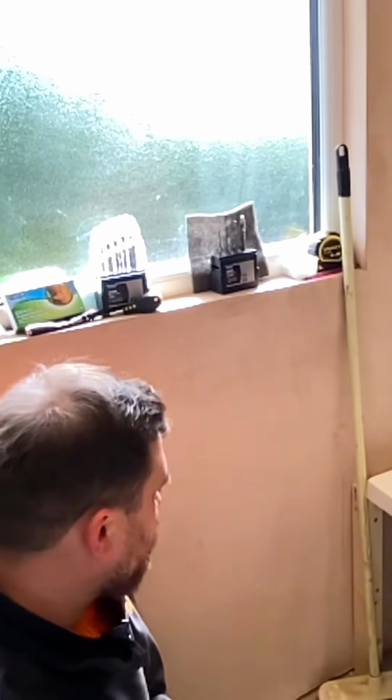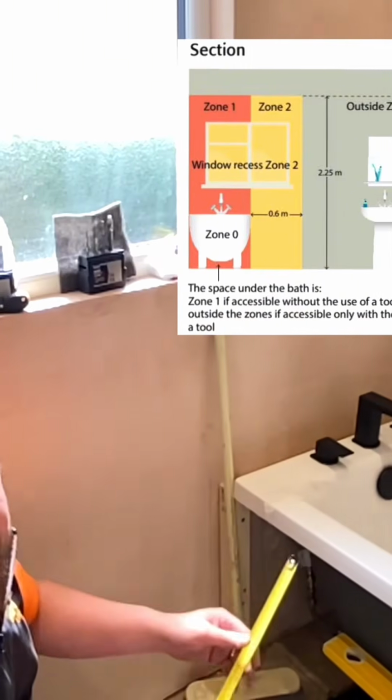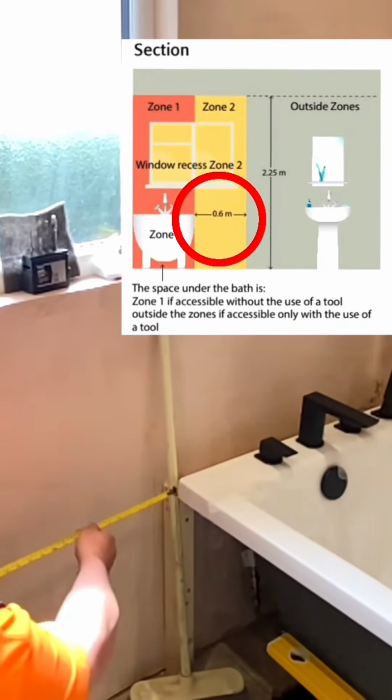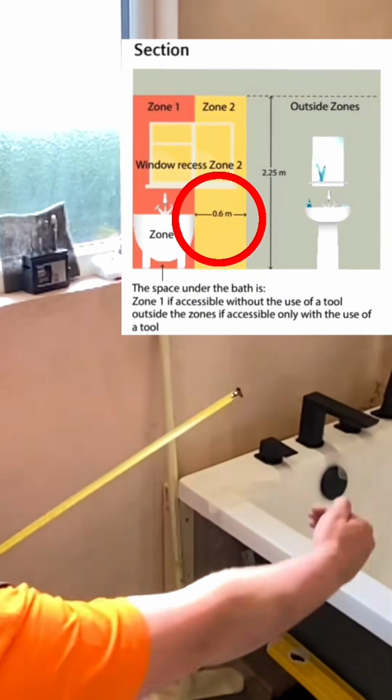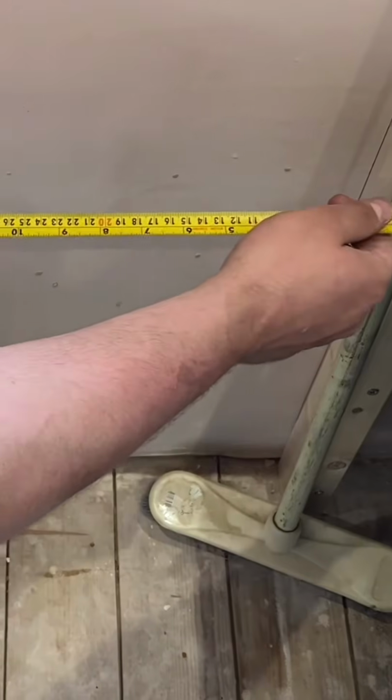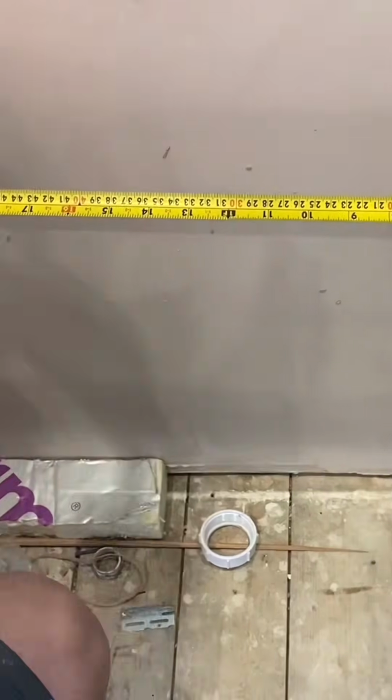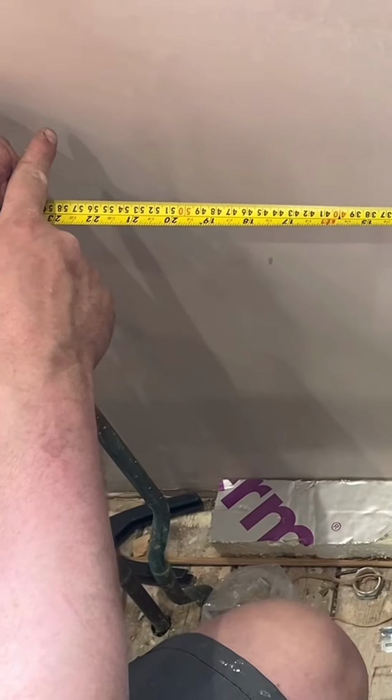So now we've talked about zone 1, we're going to look at zone 2 now. This is the last zone as such. So zone 2 actually extends from zone 1 by 600 millimeters, okay? So if zone 1 being the edge of the bath, 2.25 meters high, I would measure 600 millimeters, and that would be the edge of zone 2.